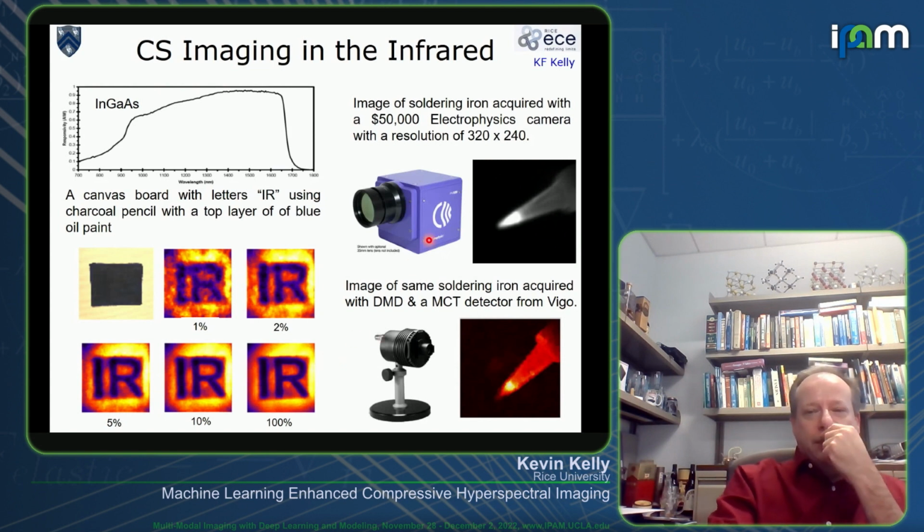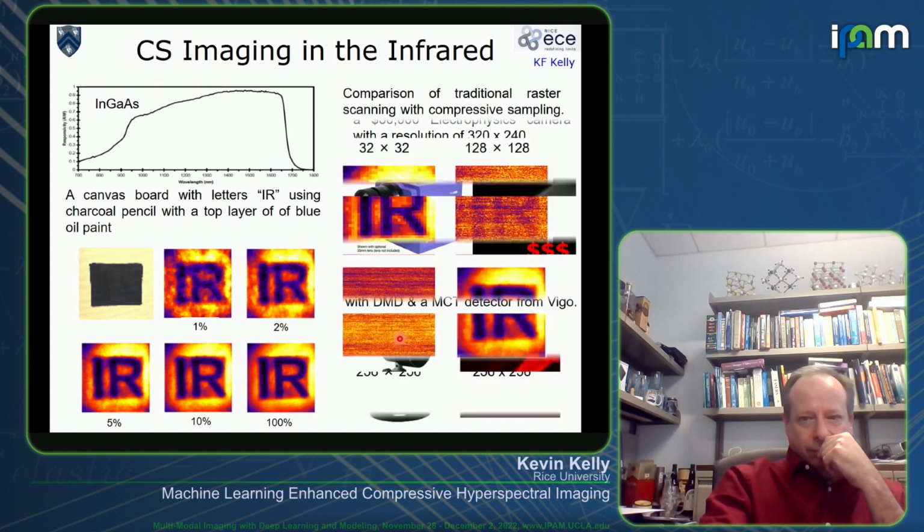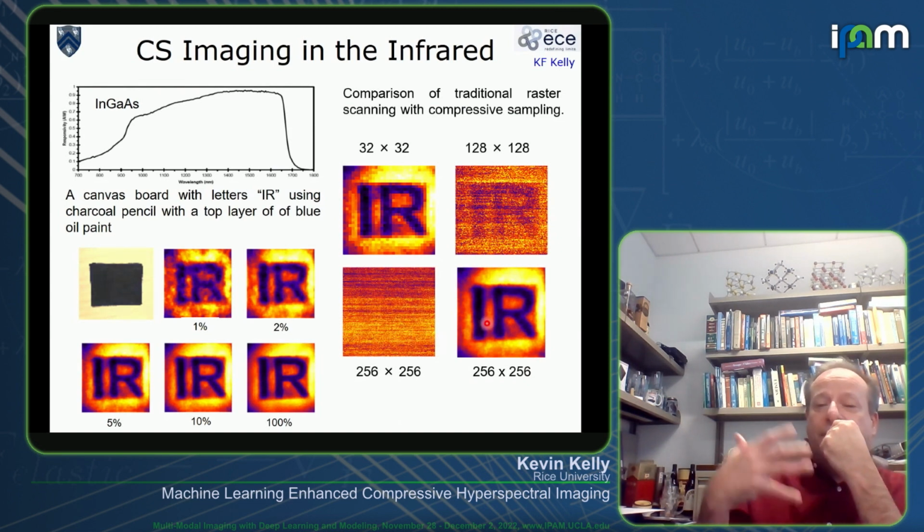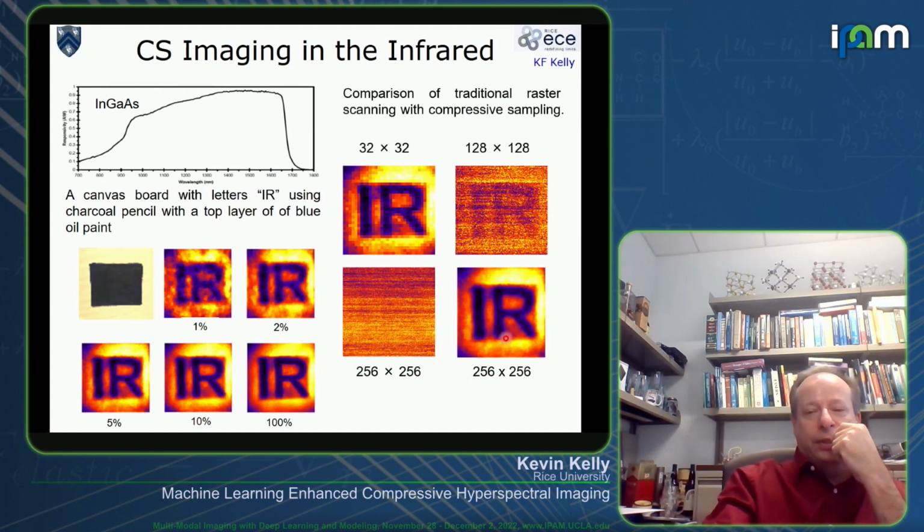And over here, you have a $50,000 mid-wave infrared camera. And again, we can accomplish the same thing with a single detector and a DMD, and that saves a lot of money. The other thing is, again, this just illustrates the raster scan. As you go higher resolution in the raster scan, you get into the dark noise and the readout noise of your detector. And so that's why having 50% of the mirrors on is really critical. You get this final result. This is 10:1 compression at 256 by 256.